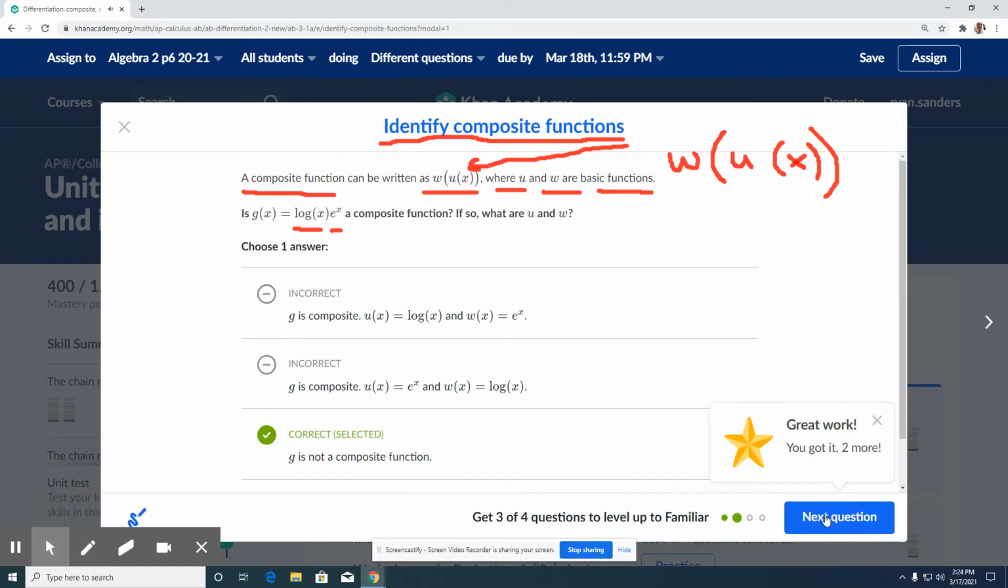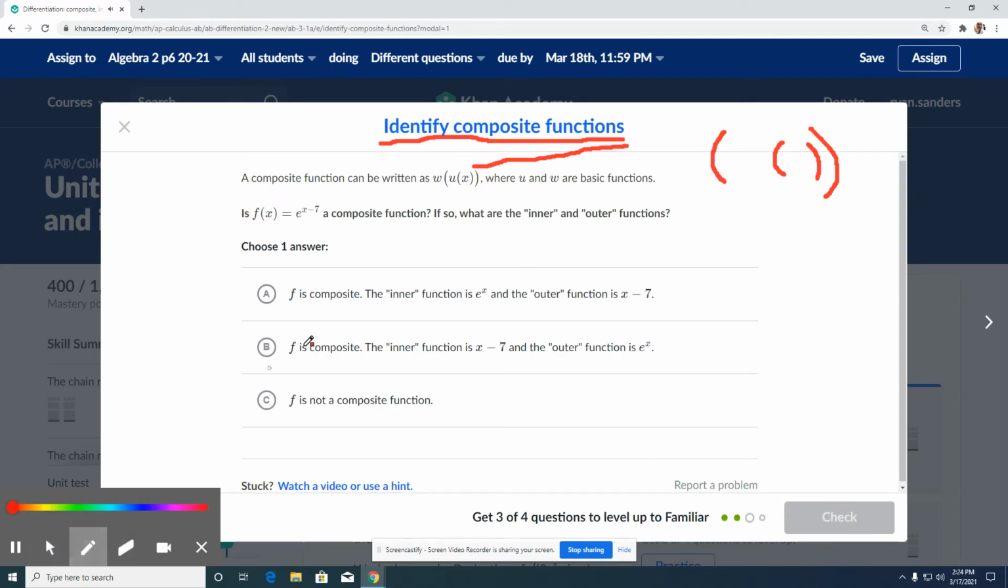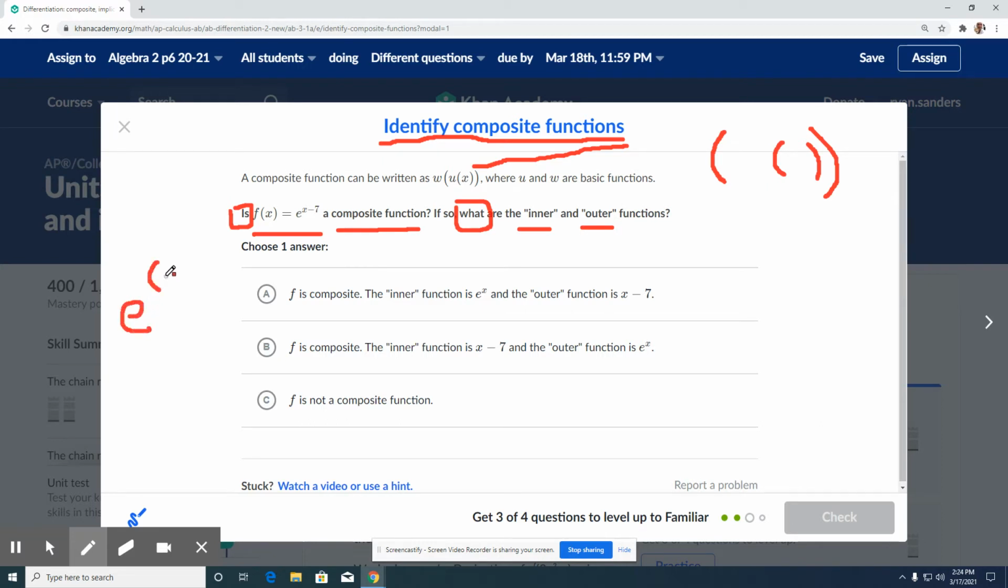Okay. Next question. Is this function composite? If so, what are the inner and outer functions? We can see here, and I like using parentheses. It really helps to see how the functions are being separated and how they're written. So I would write this as e, parenthesis, x minus 7, end parenthesis.